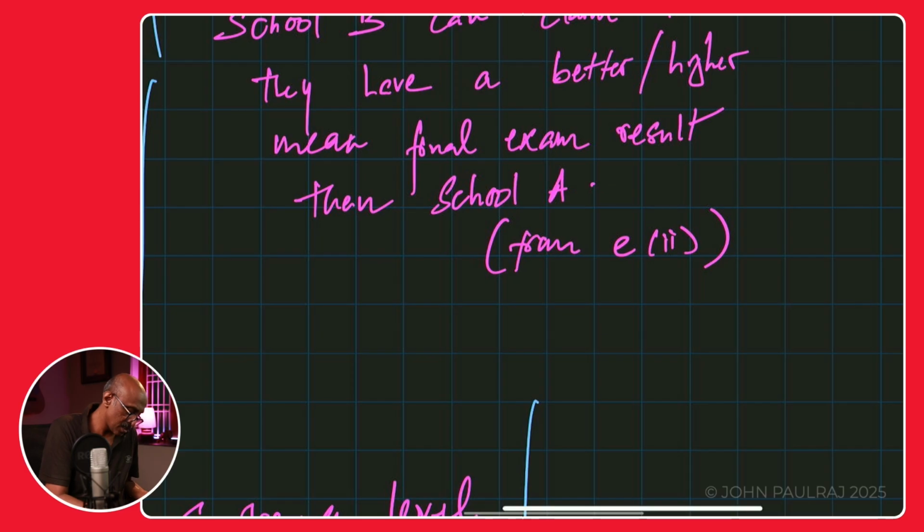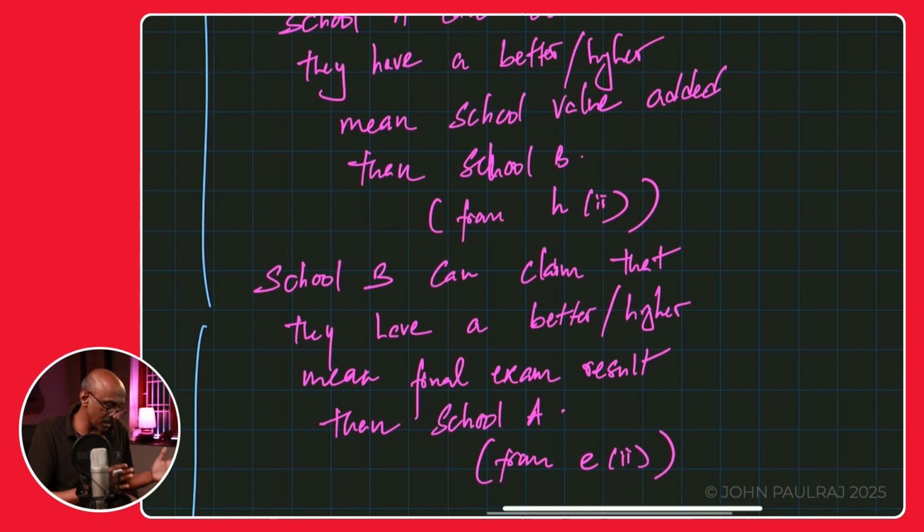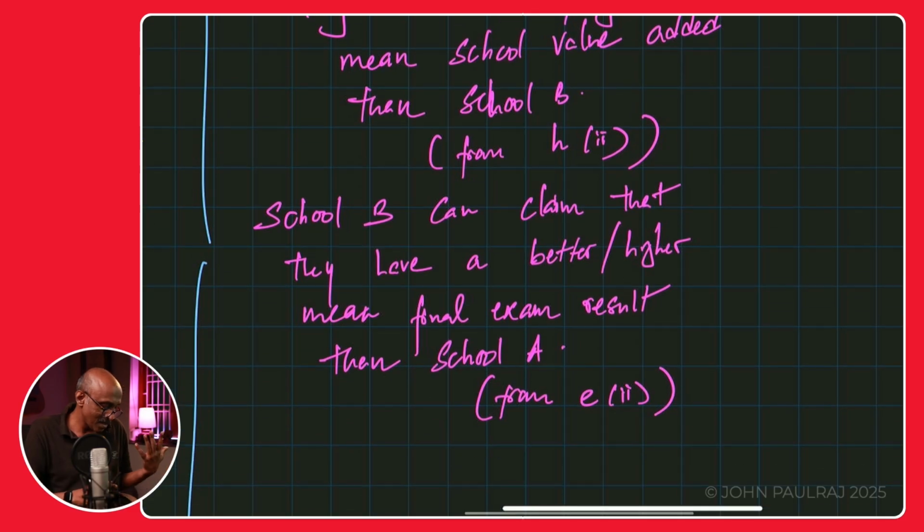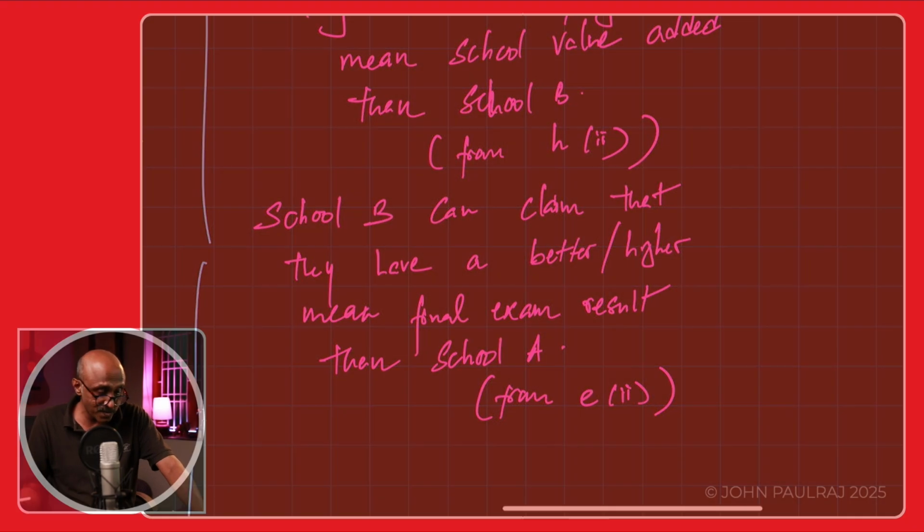Basically, how each one can boast about in what way they're doing better. School A can claim that they have a better mean school value added, and school B can say that they have a better mean final exam result. That completes question number 1 for this particular paper. In the next video, of course, we are going to solve question number 2.